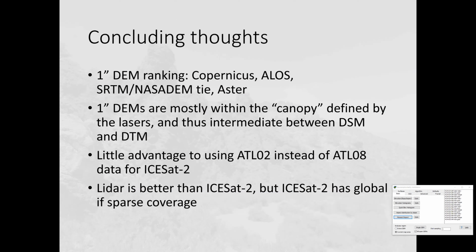The 1 second DEMs are mostly within the canopy, defined by the lasers, whether it's the LiDAR or the ICESat, and then they're intermediate between a DSM and a DTM. There's little advantage to using the ATL-08 instead of the ATL-03, don't use the 2, use the 8 product. The LiDAR is better than the ICESat-2, but ICESat-2 does have global, if sparse, coverage. And with that, I'm happy to answer any questions.